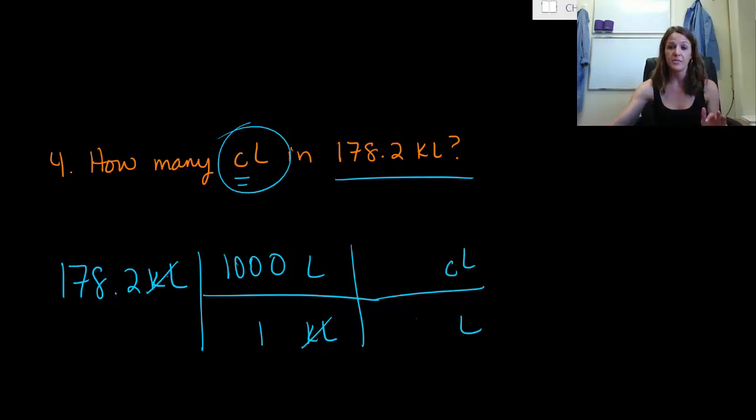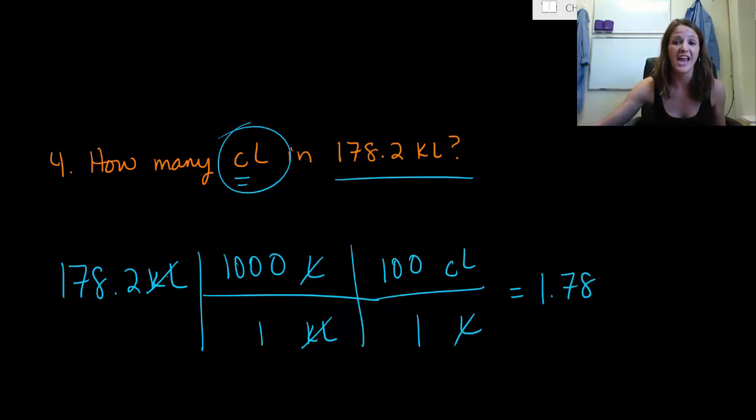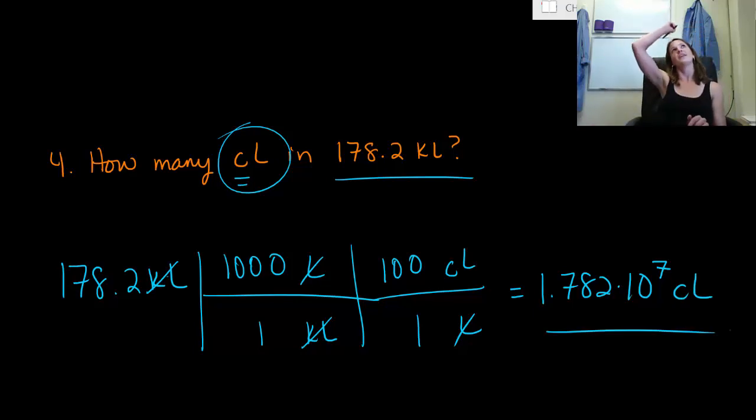All right, so now this is the fancy part. For 1 liter, we have 100 centiliters. Century, think century, that's 100. That's how I personally remember it. That cent should tell you 100. So now our liters have canceled out. We're left in centiliters, so now we do 178.2 times 1,000 times 100, and if you did this properly, you would end up with a correct answer of 1.782 times 10 to the 7 centiliters. Whew, that's a big one.